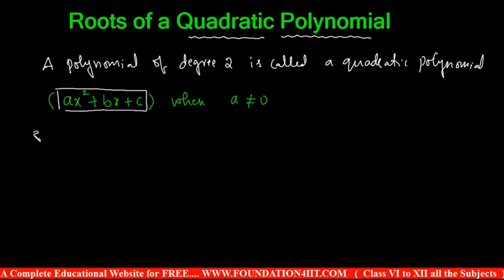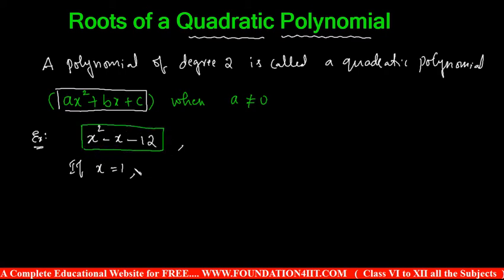Let us take one example. For example, x square minus x minus 12. Now in this quadratic polynomial, to find out the roots, in the place of x, what value are we supposed to substitute to make it equal to 0? Then that is the root of this quadratic polynomial. So in the place of x, to make it 0, for example, if x is equal to 1, if I substitute in this x square minus x minus 12. In this polynomial, there are three terms. It's a trinomial, it's nothing but a polynomial.